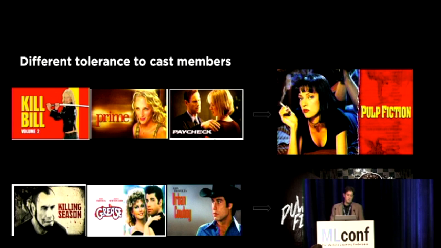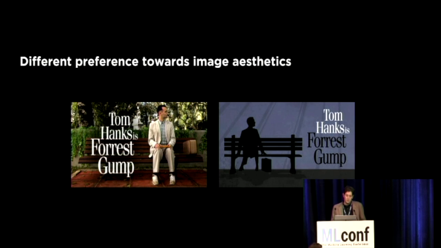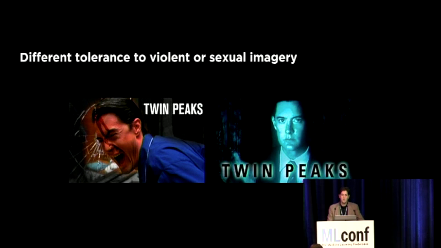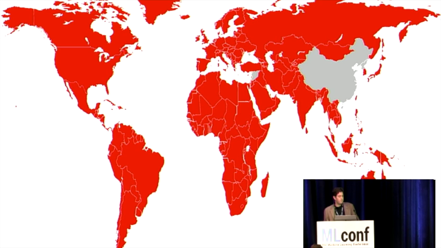Another example of motivation for this line of thinking. Maybe you have a different preference for cast members. If you've watched before these movies with Uma Thurman, you may react better to this image when we show you Pulp Fiction, whereas if you've watched before movies with John Travolta, maybe you'll react better to this asset. There may also be different preference towards image aesthetics. Maybe you prefer the image on the left or the image on the right, or a different tolerance to violent or sexual imagery. And then there's also the question of where you are. We are now at Netflix serving users in almost all countries except for China, North Korea, and Syria.